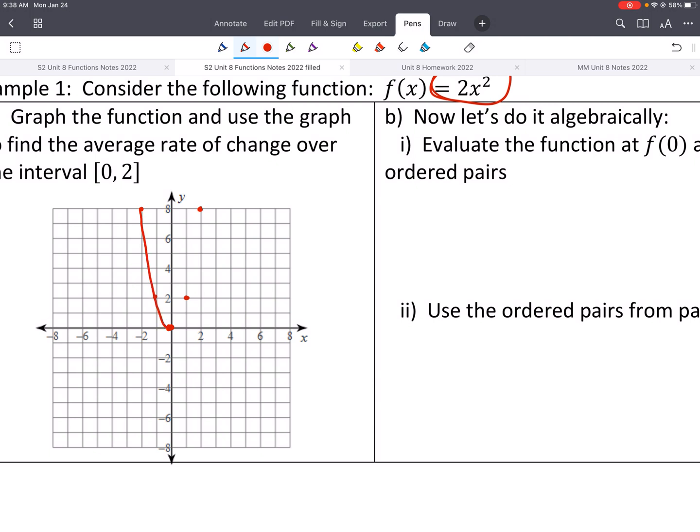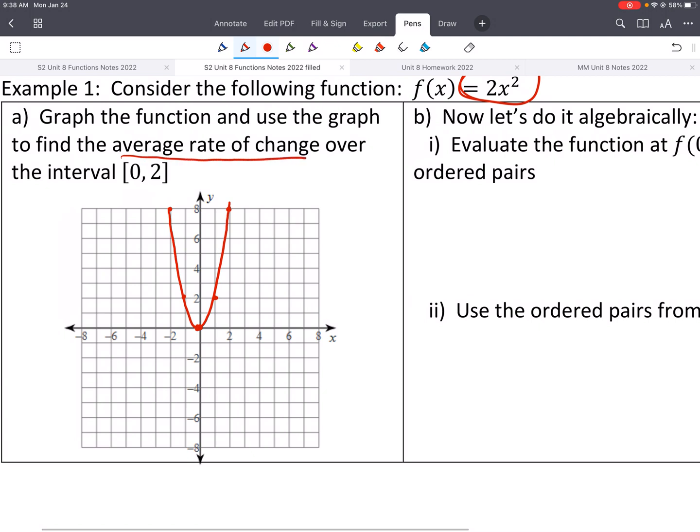Okay. But they're asking what is the average rate of change over this interval from 0 to 4. So from here to here, what is the average rate of change? So how you do it from a graph is you just take that point, and we'd take that point, and we need to figure out our rise over run, which would be 8 over 2, which is 4. So the average rate of change between those 2 points is 4.